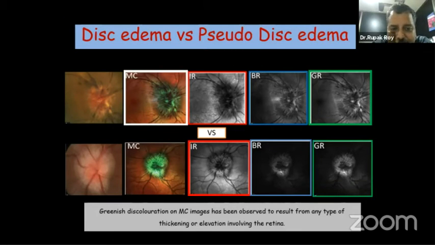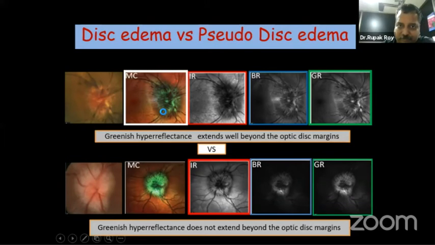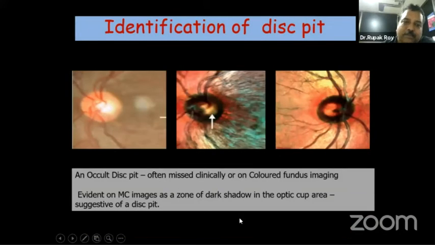Greenish discoloration in MC images is observed with any type of thickening or elevation. But if it is pseudo disc edema like optic nerve head drusen, the thickening will be more regular and well defined without any ragged margins. On the other hand, if it is true disc edema, you will see ragged margins. This is again comparing true disc edema with optic nerve head drusen. You see this is not extending beyond the optic nerve head margins.